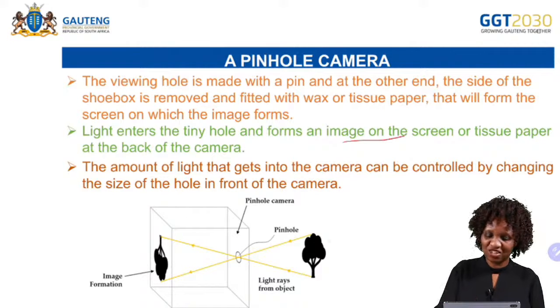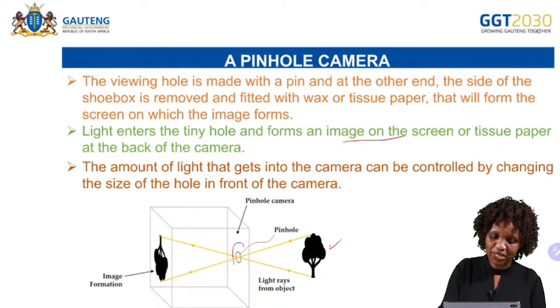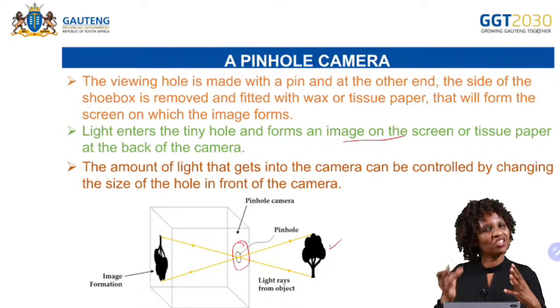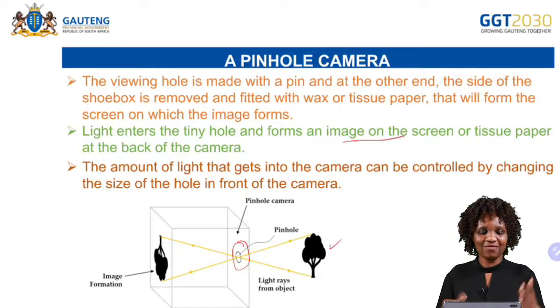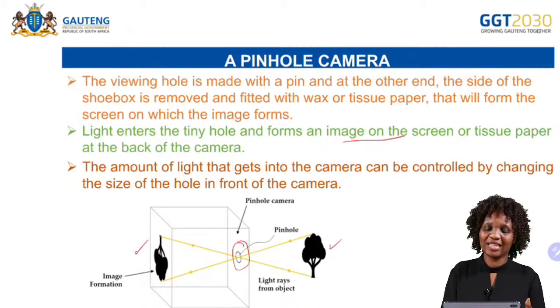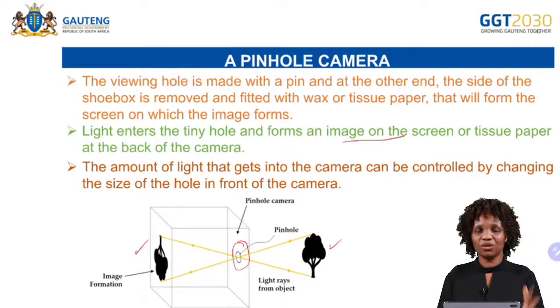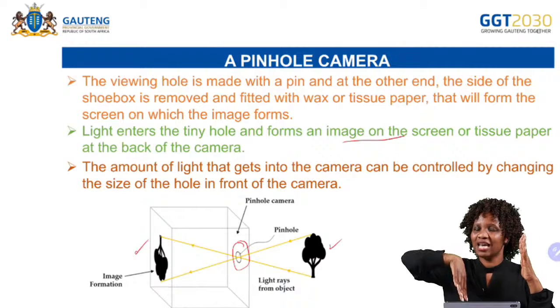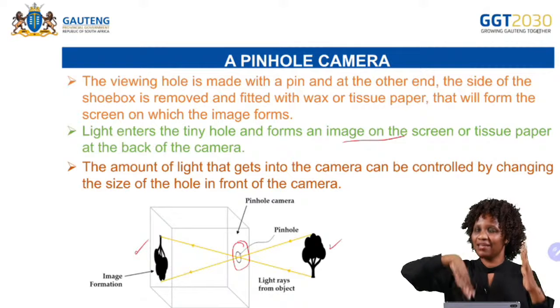You can see a tree here, and then this is a pinhole, all right? You can control how much light enters the camera, and then you'll see an image. We are seeing an upside down image. You can see a tree, then on the other side on the screen you can see a what? An upside down image.